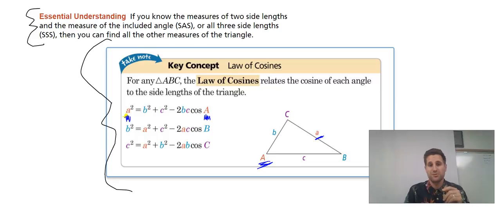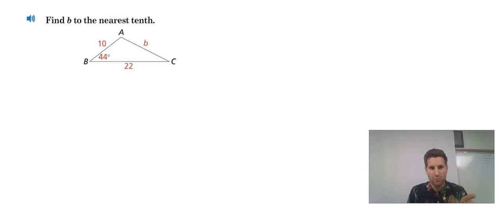So that's why it works with SAS. If you know two sides and an angle, then we can find the third side. Or if you know all the sides, then you can find an angle. Okay, so let's get to work. Please write this down.